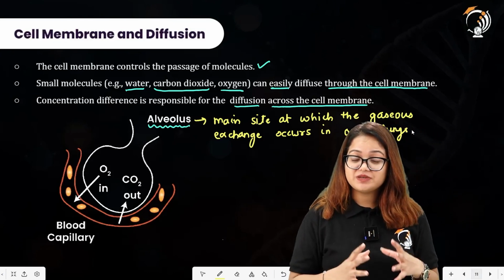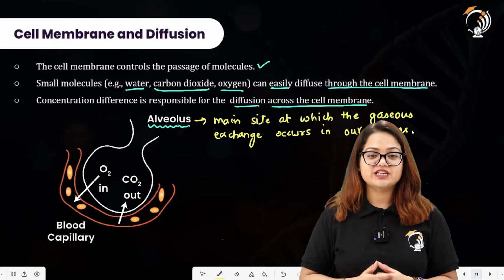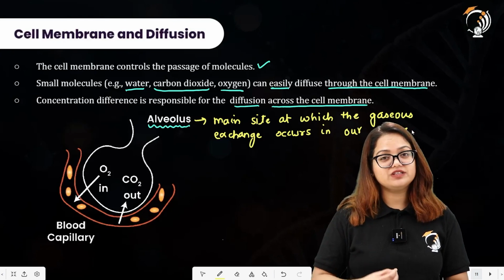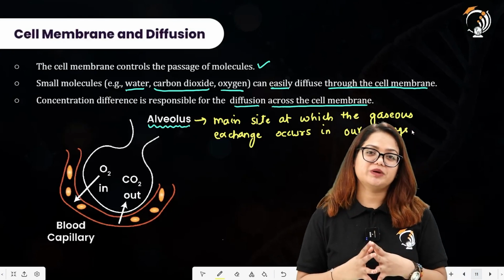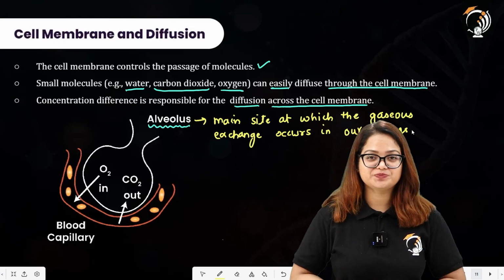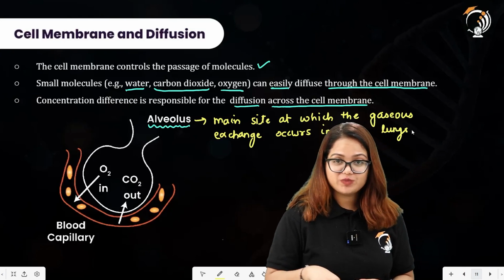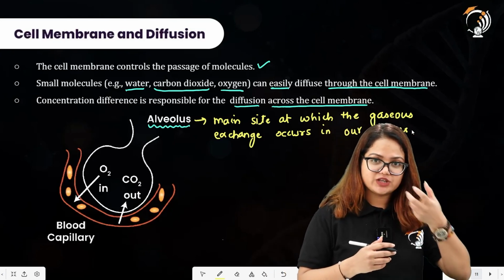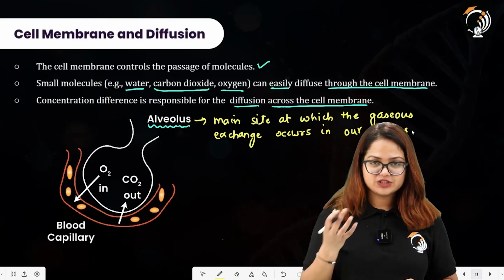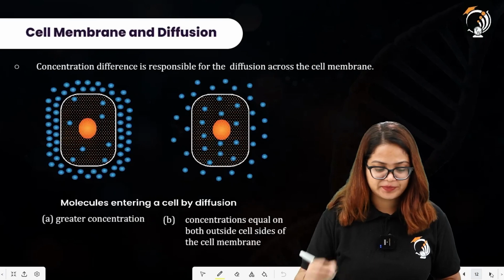That means there must be some sort of concentration difference between two surfaces or two environments whenever we are talking about diffusion occurring in a particular situation, or between two structures as well. I hope this is clear to you all that oxygen is moving into the blood capillary and the carbon dioxide is moving out of the blood capillary. So here we have the blood capillary and the alveolus.